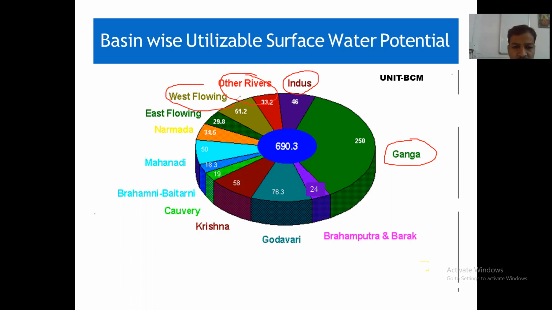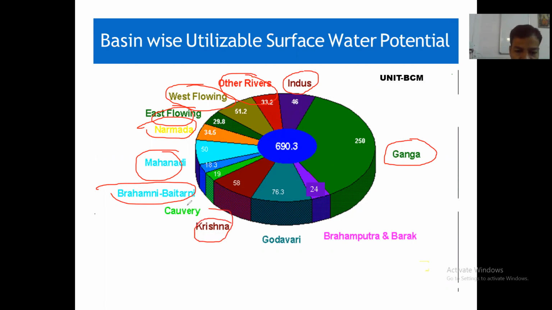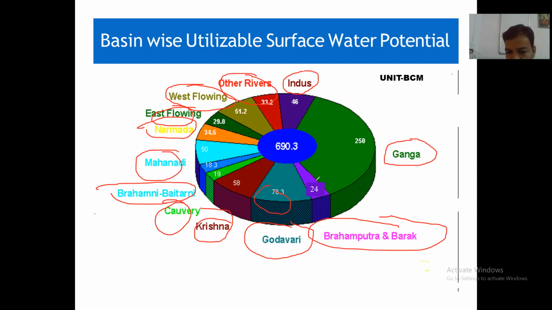BCM, west flowing river 51.2 BCM, towards east flowing rivers having 29.8, Narmada river having 34.6, Mahanadi having 50, Brahmani Baitarani rivers having 18.3, Kaveri having 19, Krishna having 58 BCM, Godavari having 76.3, Brahmaputra and Barak having 24. The addition of all this will be 690.3. This much is the utilizable surface water potential.